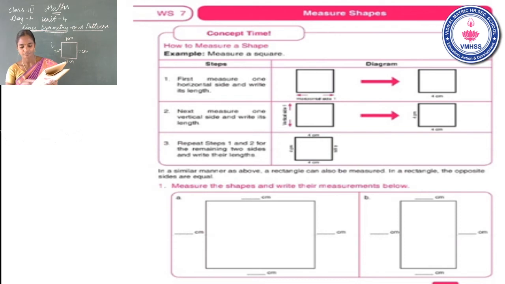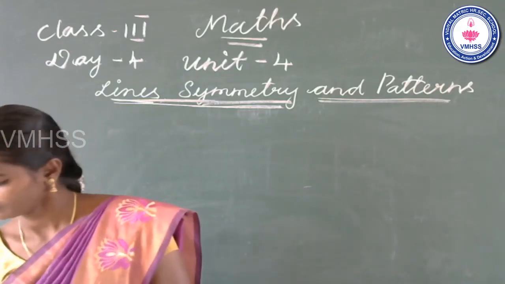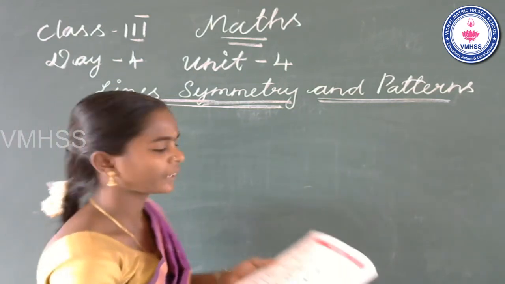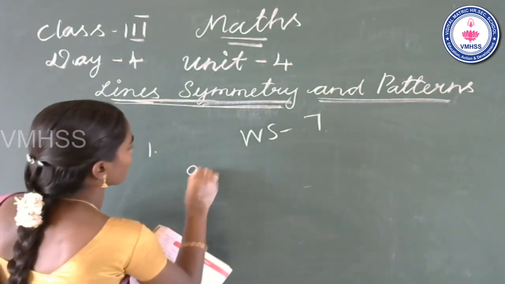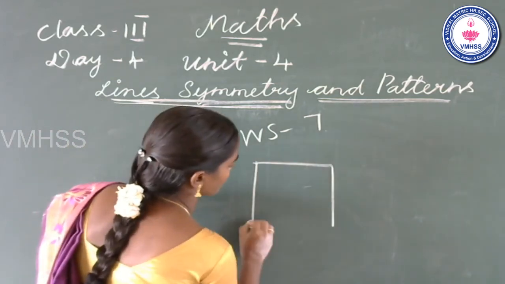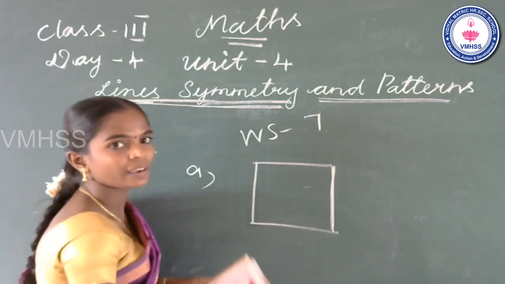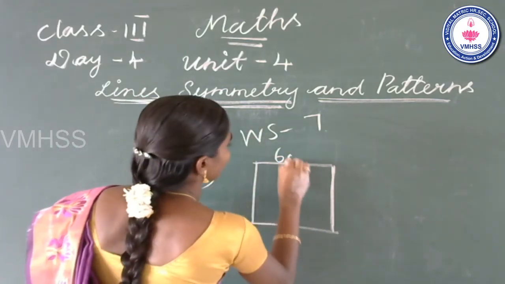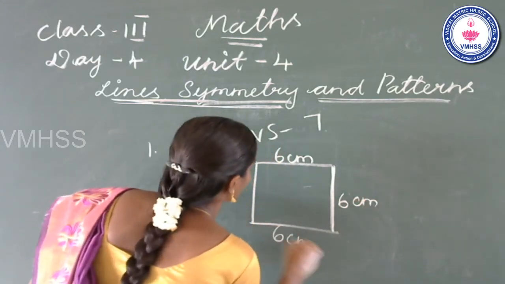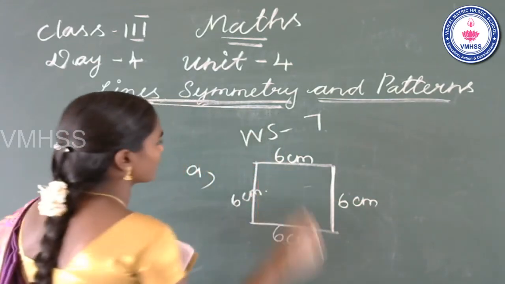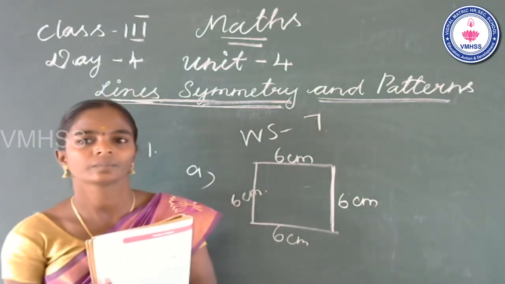Children, next, B question. Worksheet number 7, first the A question. One square shape is given. This side is 6 centimeter, next this side 6 centimeter, next 6 centimeter. Is it clear?